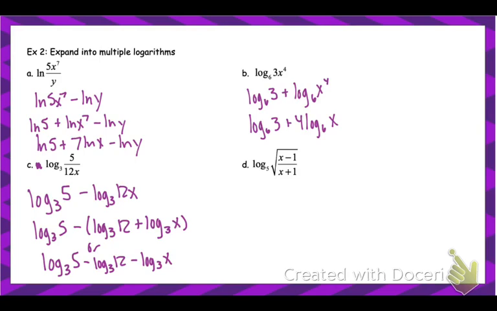All right, last one. Let's look at D. Log base 5 of the square root of x minus 1 over x plus 1. I'm going to start by moving that square root, remember, square root is the same thing as 1/2 as an exponent. Since both of those expressions are under that radical, they both have that exponent, so I can move that 1/2 to both of these. Then there's division in the argument, so I can separate this into subtraction.